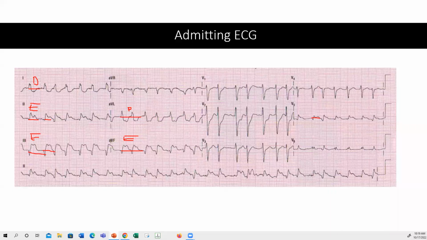Okay, so here is how you responded, and the correct answer is, of course, that we have an inferior MI. 69% of you got that. And we have atrial fibrillation. 31% of you got that. And we have left bundle branch block, which 6% of you got. We also have a right ventricular myocardial infarction, which 31% of you got correctly. Okay?